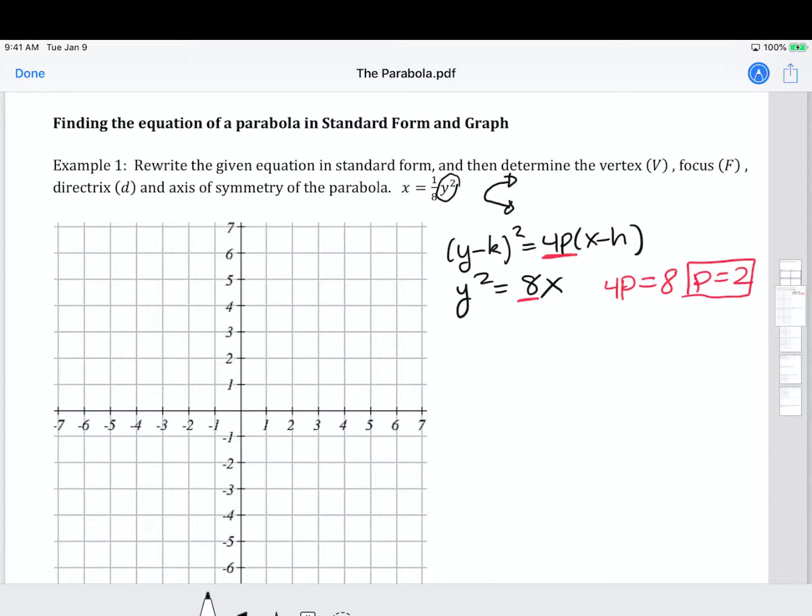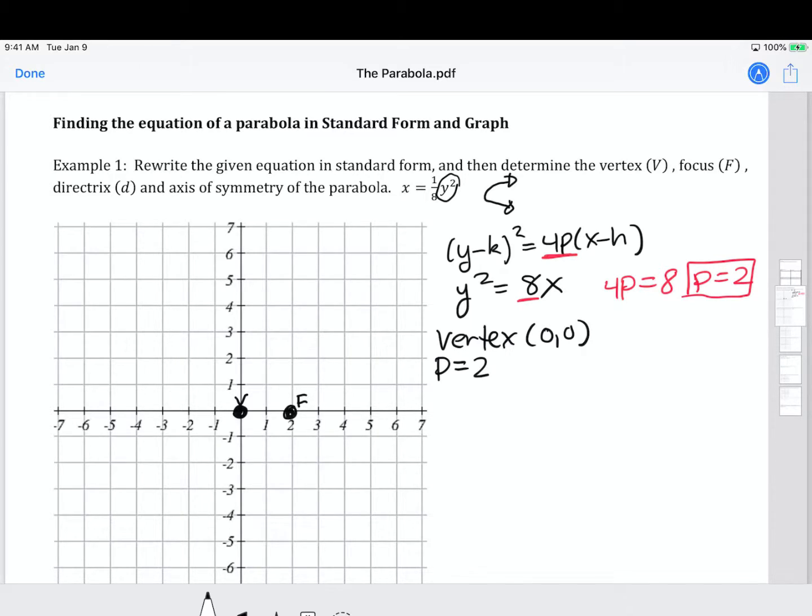Because this isn't shifted, my vertex is going to be at (0, 0). We know the value of p is equal to 2, so that's going to tell us where the directrix is and the focus point is. Okay, so here is the vertex. It's going to open to the right. So my focus is going to come out 2 from the vertex to the right. So this is going to be my vertex. This is going to be my focus point.